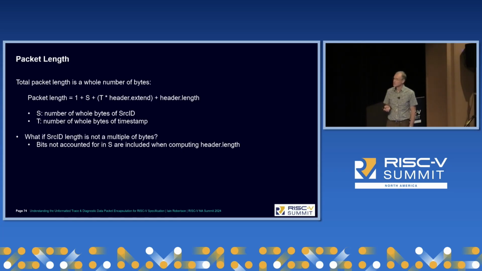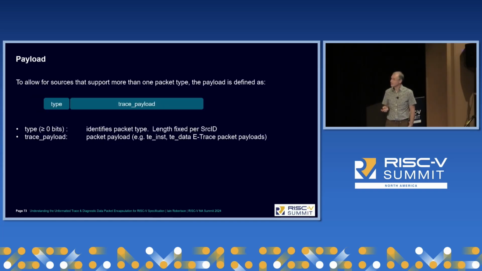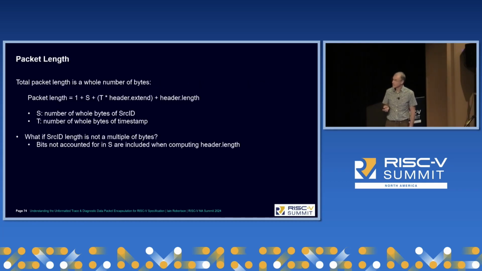For example, let's suppose that the source ID was only 3 bits long. In this case, this would be 0. But you've got 3 bits left over that you have to account for somewhere when you assemble the length of the whole packet. So what you do is take the length in bits of this trace payload, add on the number of bits of source ID that weren't accounted for here, work out how many bytes that is, and that's the value that goes in here. So effectively you can, if you like, borrow some bits from the payload length in order to account for any odd bits of the source ID.